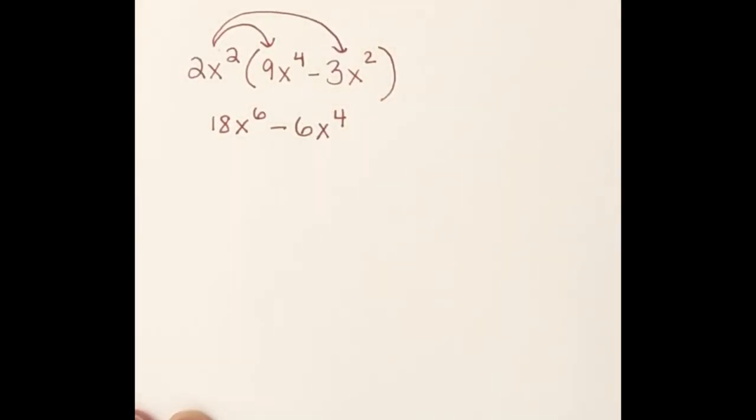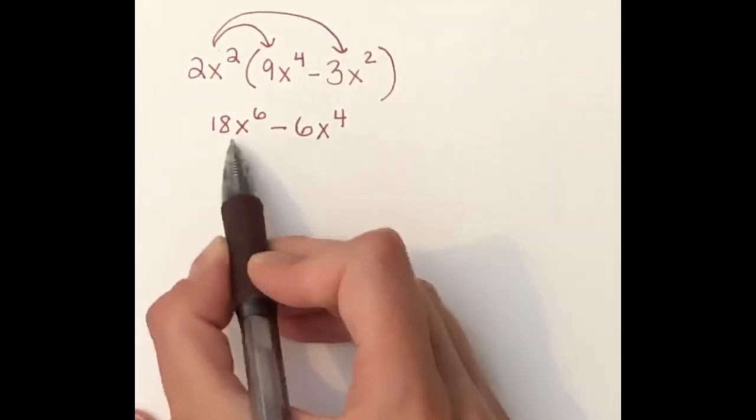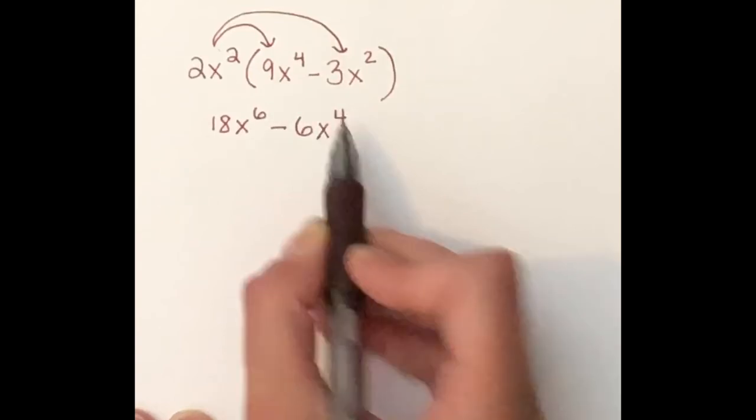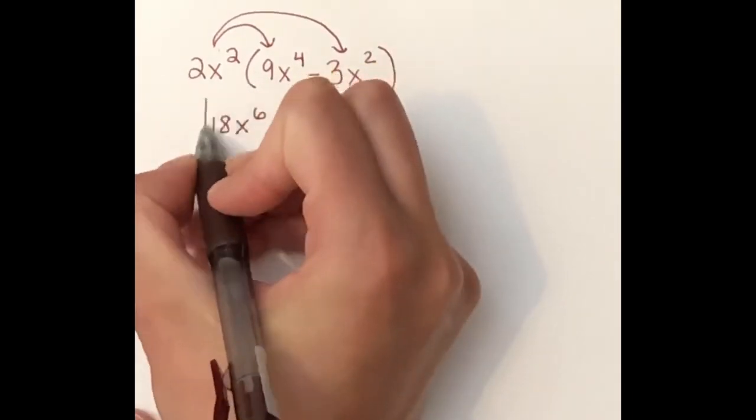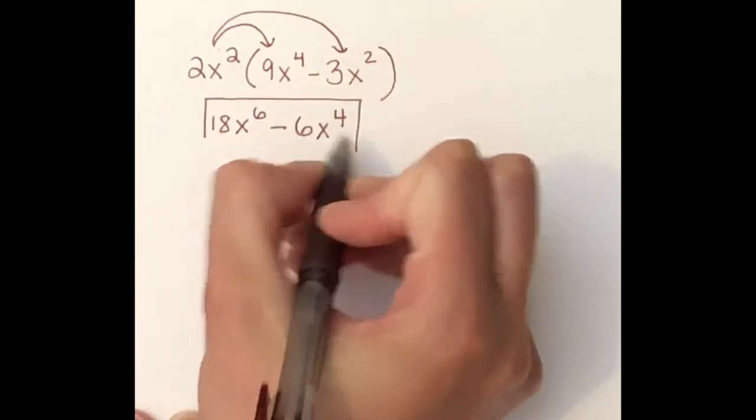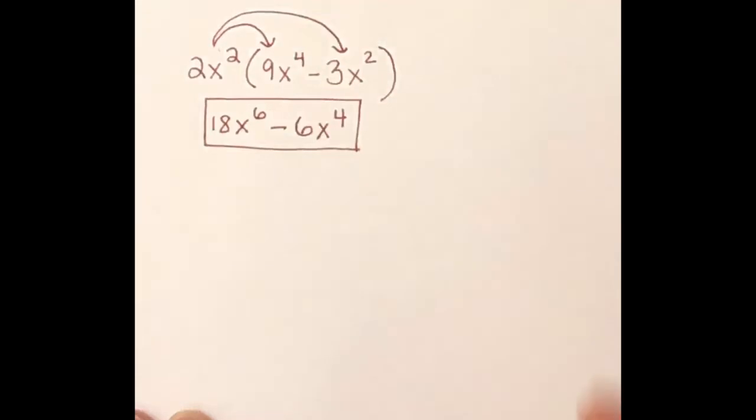Can I subtract those? No, we can't. These are not like terms because the exponents are different. So be careful not to make that silly Sally mistake. Since we can't simplify anything else, this is my answer: 18x to the sixth minus 6x to the fourth. And I don't even have to rewrite it into standard form because it naturally fell into that.